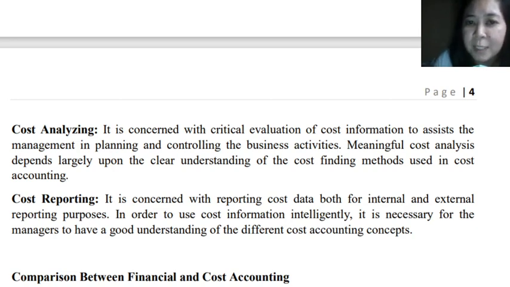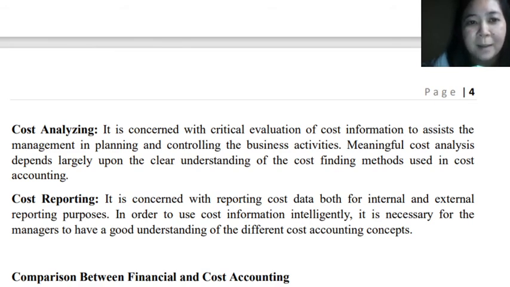Meaningful cost analysis will depend on a clear understanding of the cost finding methods that are used in cost accounting. So of course, the accountants here should also make sure that they explain to the management, especially those who do not have a deeper understanding of this field, so that they can use the data meaningfully, and it can aid them in sound economic decisions.